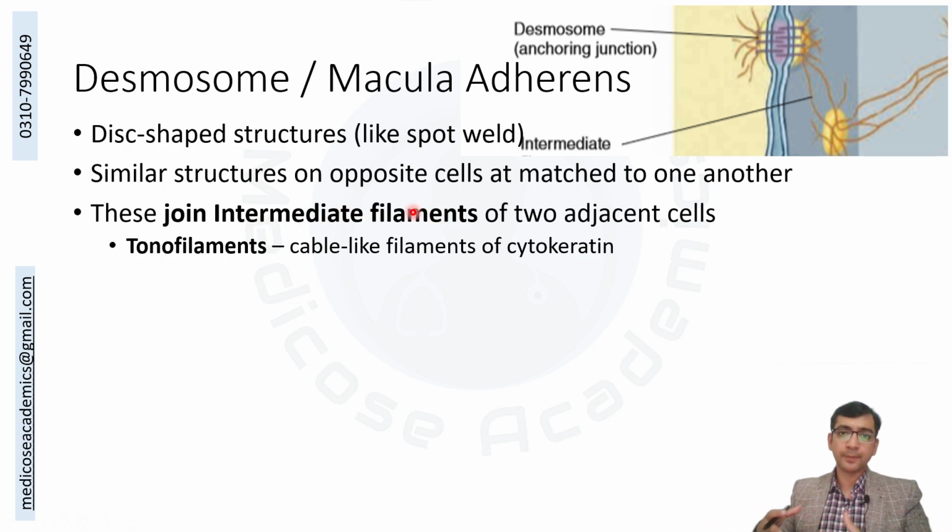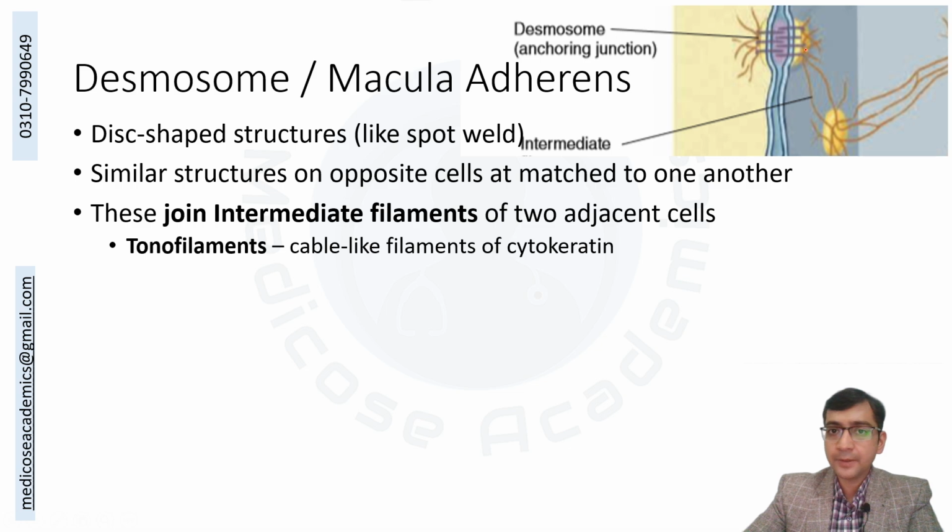Intermediate filaments make up the web of material, or the web of cytoskeleton, inside the whole of the cell, including the cytoplasm and up to the cell membrane. And near where they are connected to the junctions, they are joined together as a bundle, and these bundles are called tonofilaments.